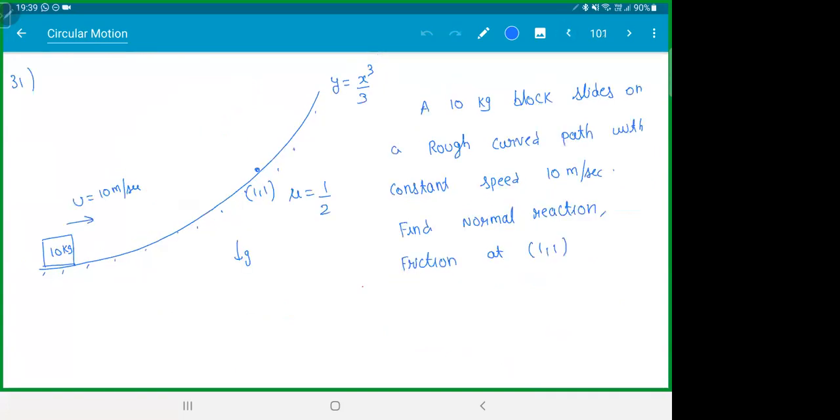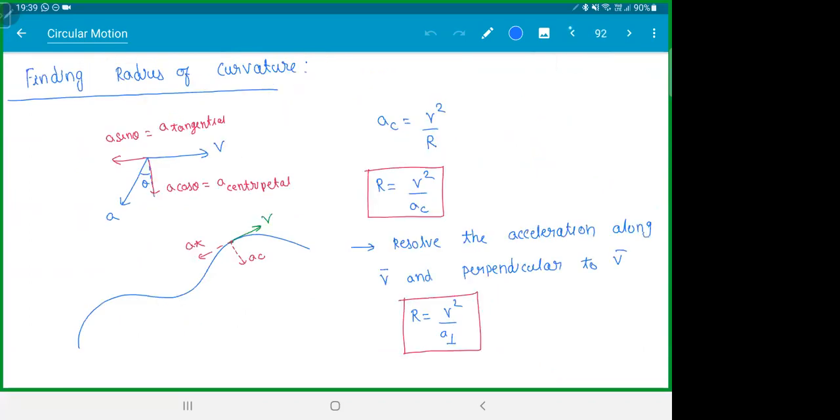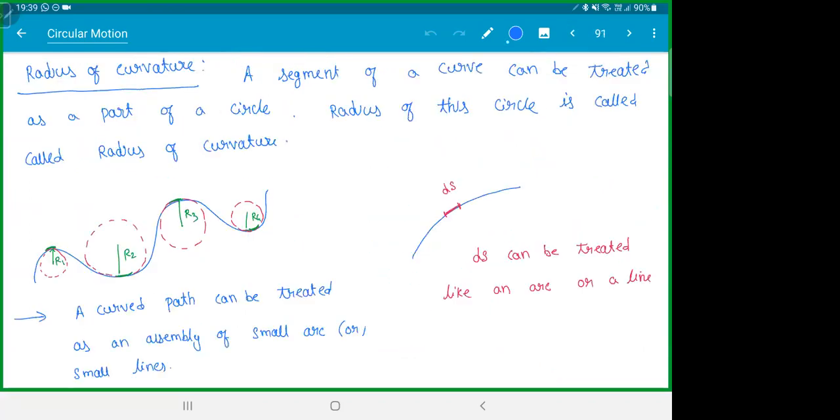Every part of a curve can be treated as a circular motion. It's okay if you forgot. At least you should remember that a curve can be treated as part of a circle. And tell me one thing: is centripetal acceleration and all defined only for a circle? Is circular motion only defined for a circle?